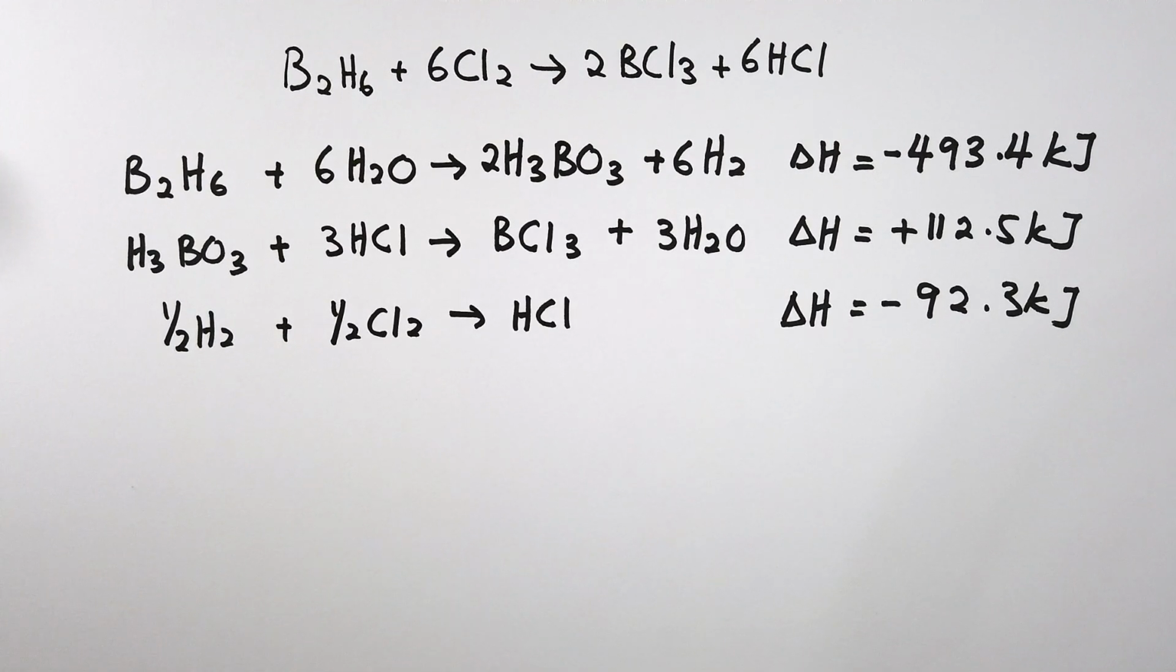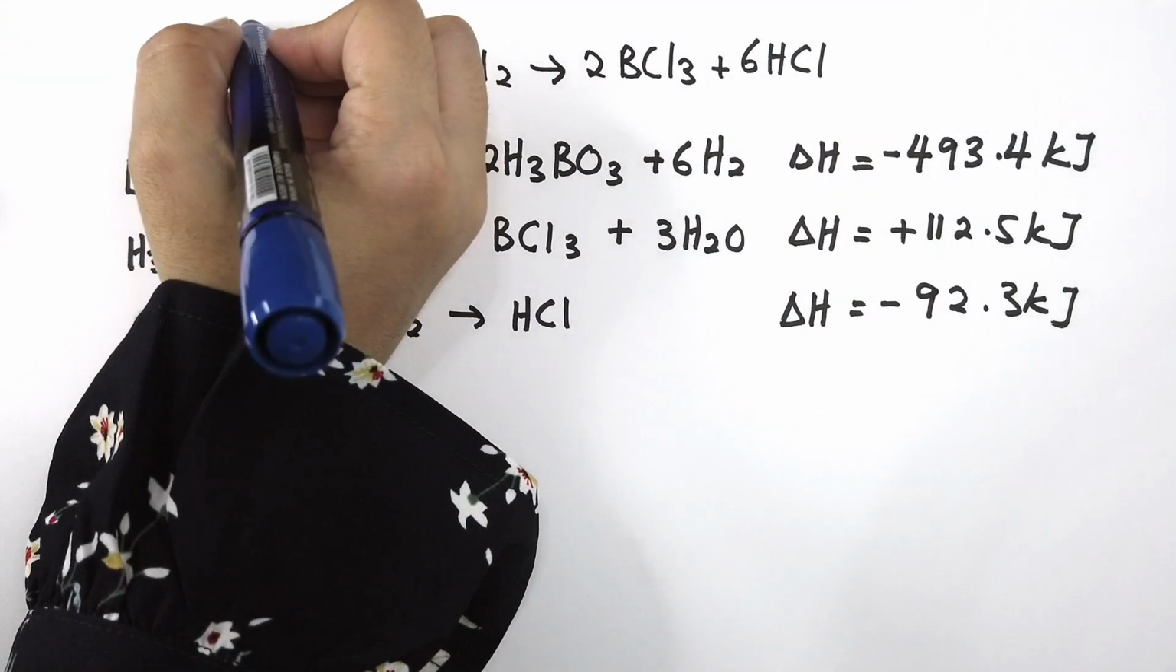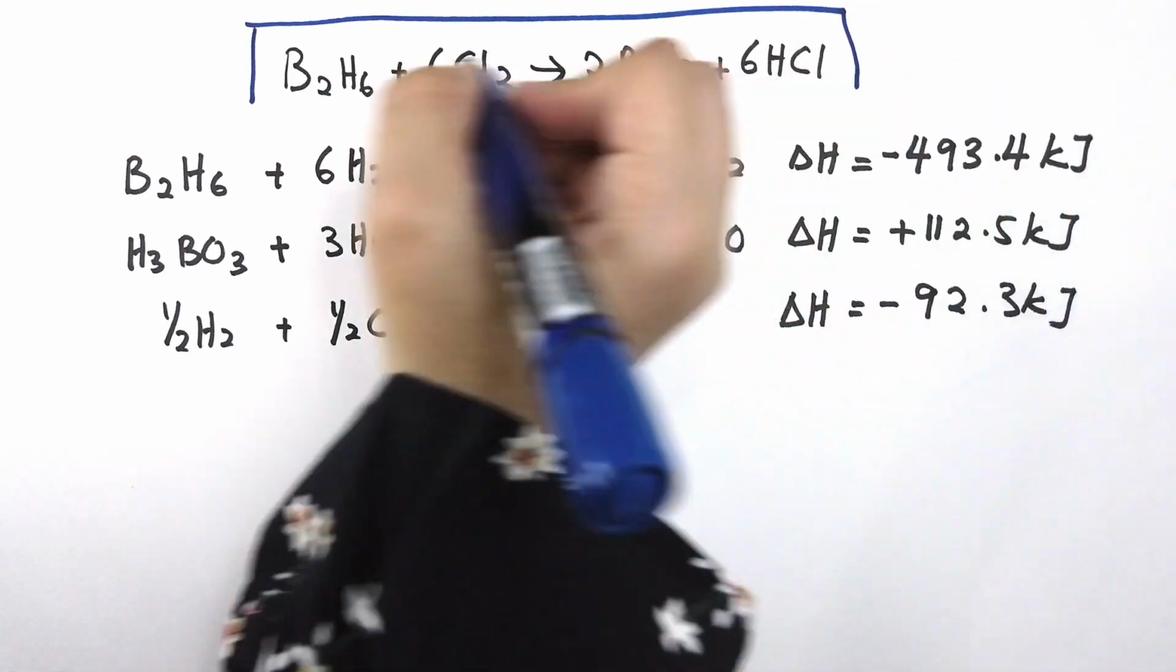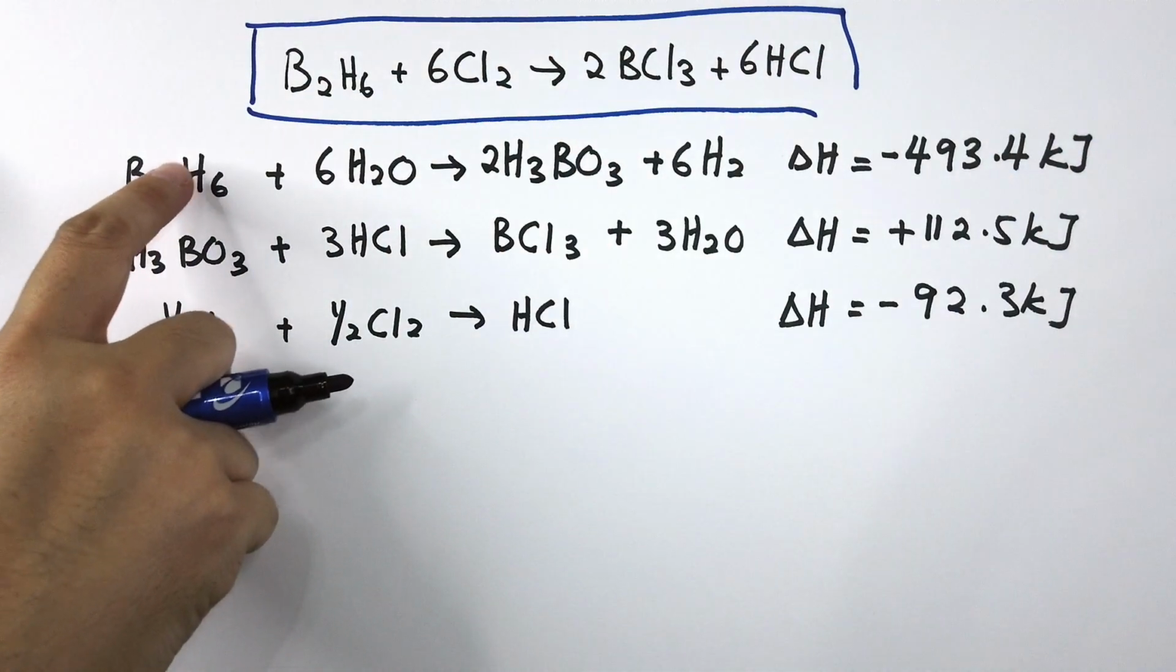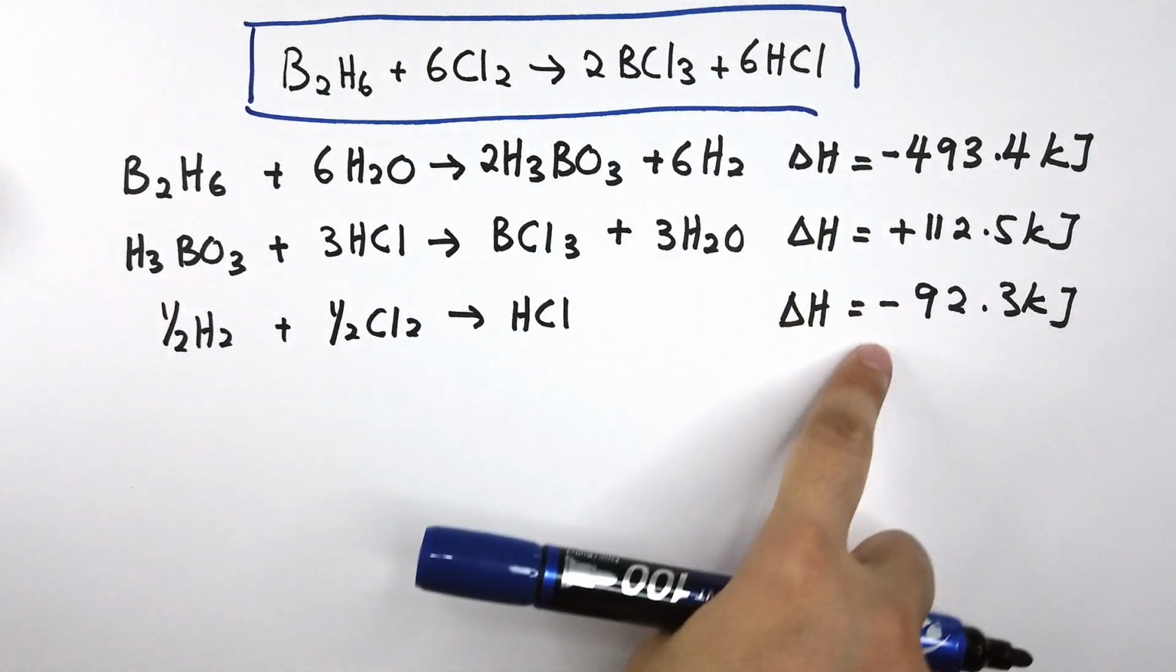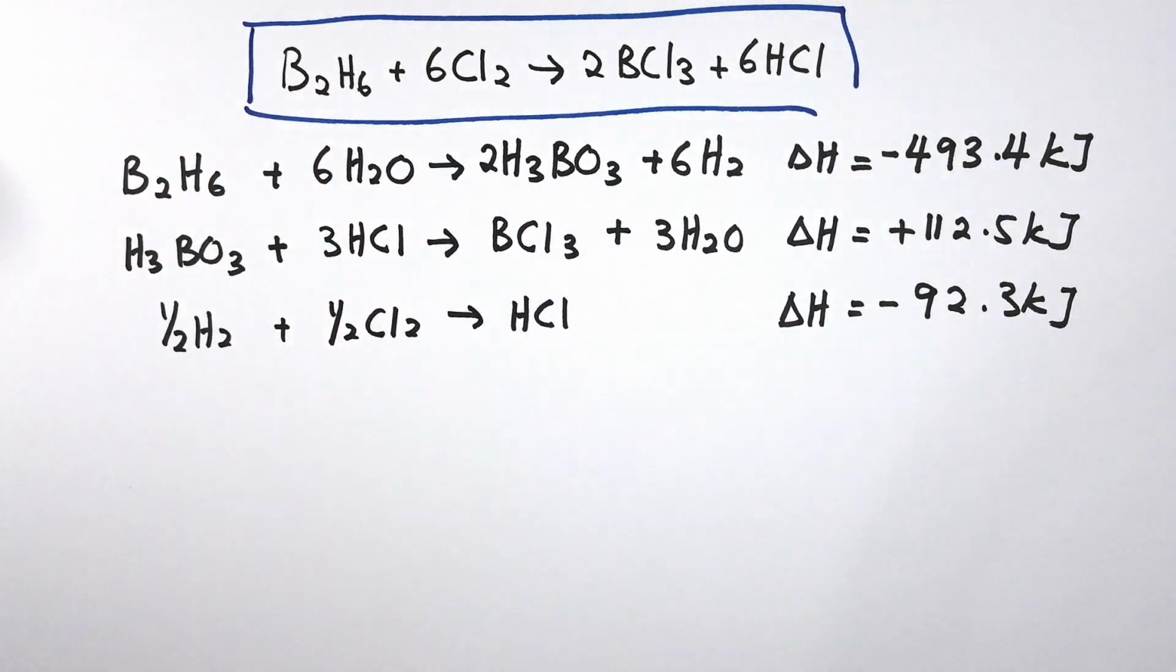Given to you altogether, you have 3 different equations with different delta H, and you were given one target equation. So in your target equation, you need to fulfill this target equation by using the 3 equations given to you. From the question, this is your target equation. So what you are going to do is use all these 3 equations with the delta H to get the target equation.